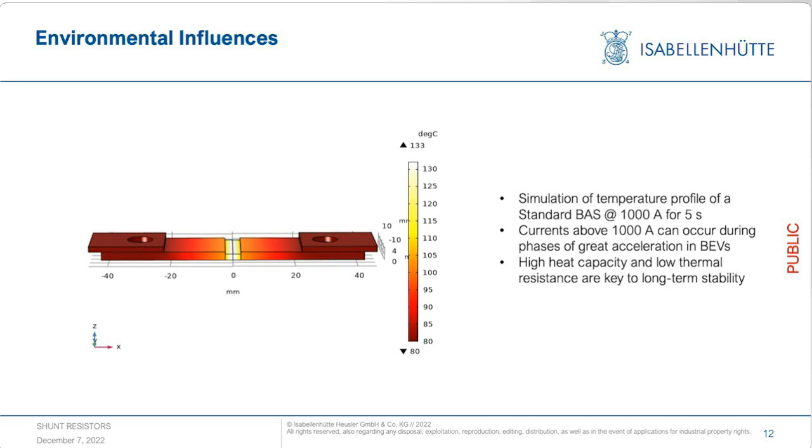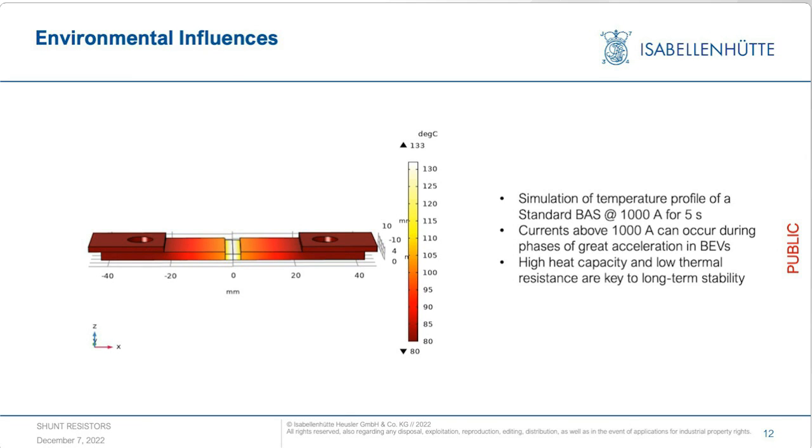With modern finite element simulation programs, we are able to very precisely simulate the electrical and thermal behavior of a shunt. Here you see the temperature profile of a BAS type shunt, which is operated at 1000 amps for 5 seconds. I have to note that currents above 1000 amps can occur during phases of great acceleration in BEVs, and these types of usage profiles are common in shunts which are designed for battery electric vehicles.